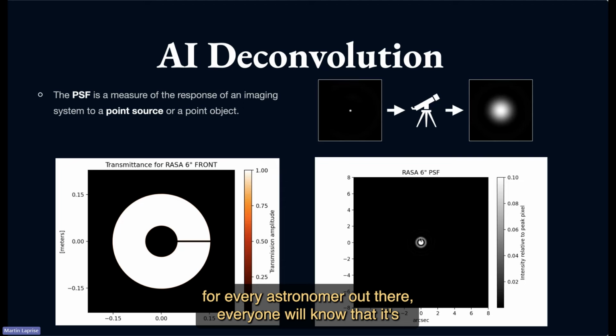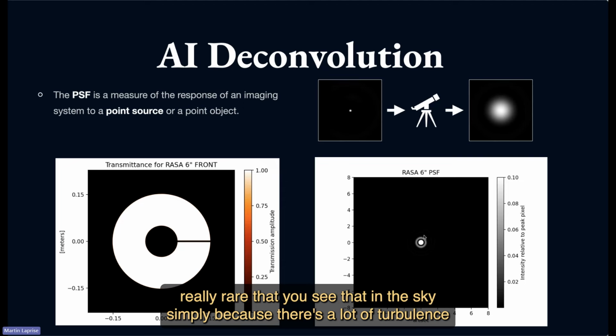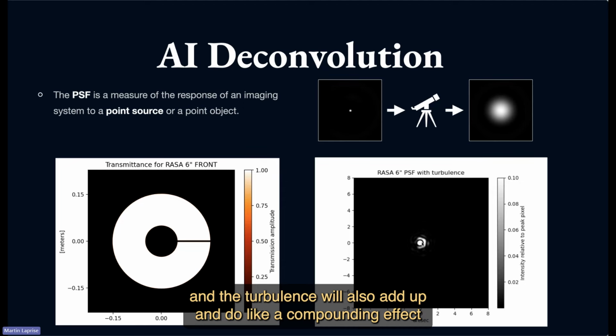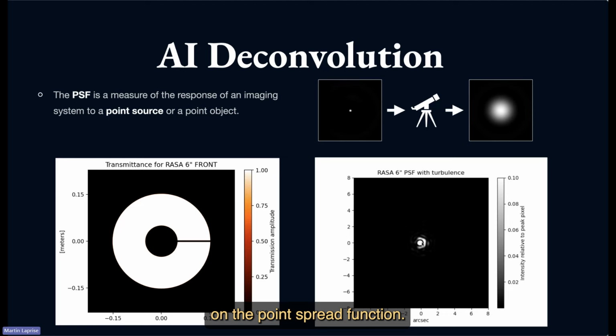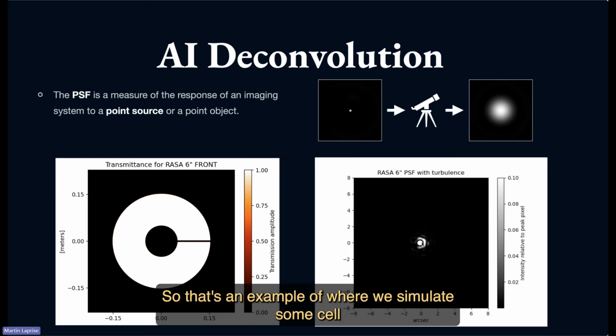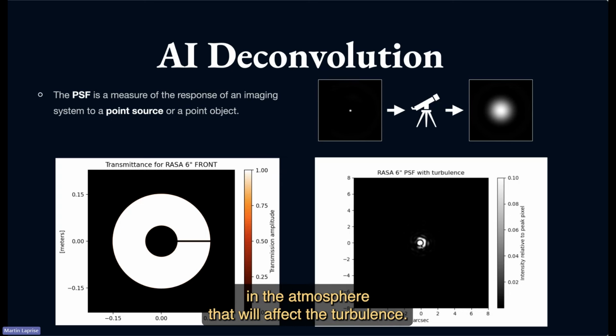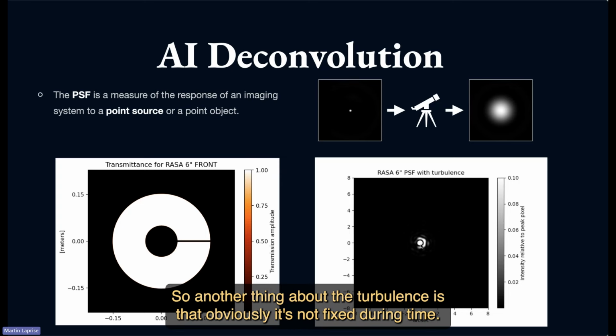For every astronomer out there, they will know that it's really rare that you see that in the sky, simply because there's a lot of turbulence, and the turbulence will also add up and have a compounding effect on the point spread function. So that's an example where we simulate some cells in the atmosphere that will affect the turbulence. Another thing about the turbulence is that obviously it's not fixed over time.